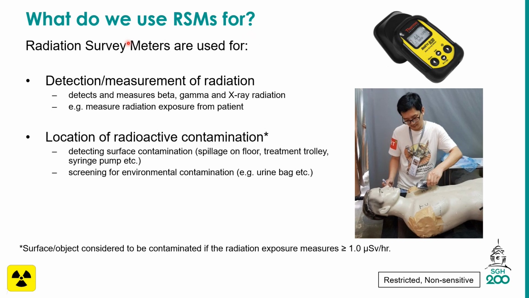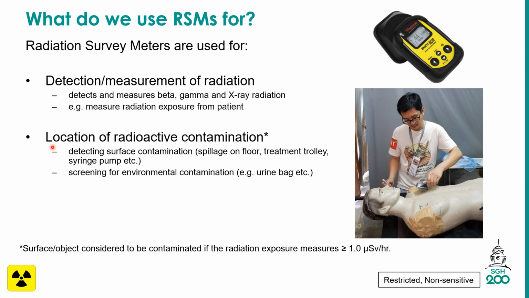Now, what are these RSM instruments that are used to measure radiation meant for? Well, they are used for detecting and measurement of radiation. They detect and measure beta particles, gamma rays, and X-ray radiation, and they help us to measure the radiation exposure from a patient, as well as what the staff is trying to do, some measurement on a mannequin. The location of radioactive contamination is basically to detect the surface contamination.